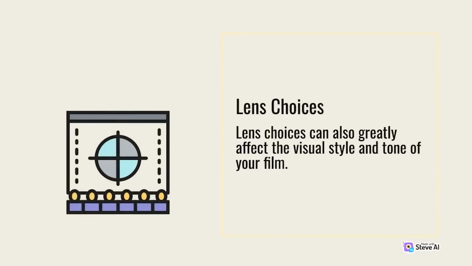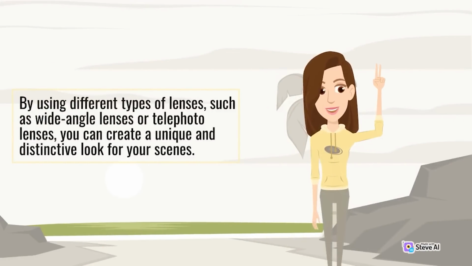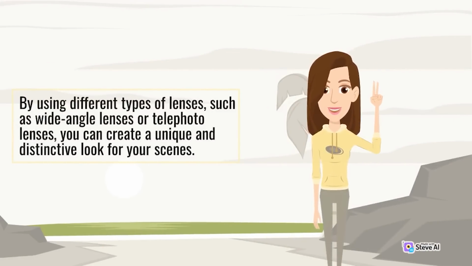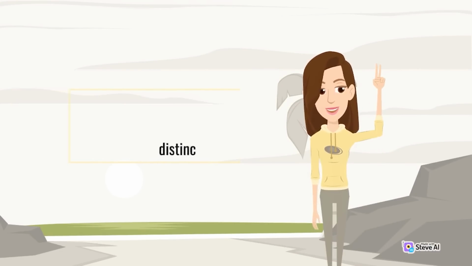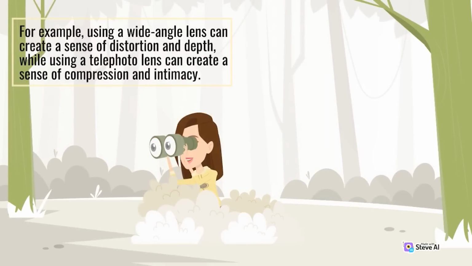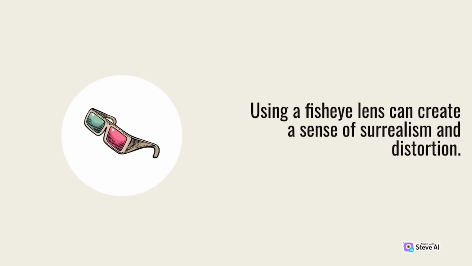Lens choices. Lens choices can also greatly affect the visual style and tone of your film. By using different types of lenses, such as wide-angle lenses or telephoto lenses, you can create a unique and distinctive look for your scenes. For example, using a wide-angle lens can create a sense of distortion and depth, while using a telephoto lens can create a sense of compression and intimacy. Using a fisheye lens can create a sense of surrealism and distortion.